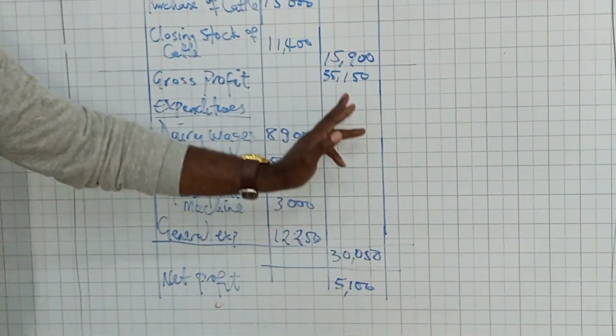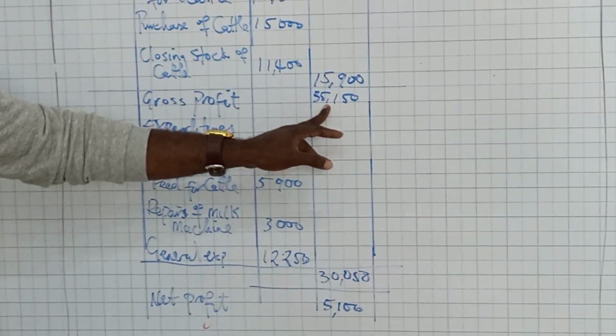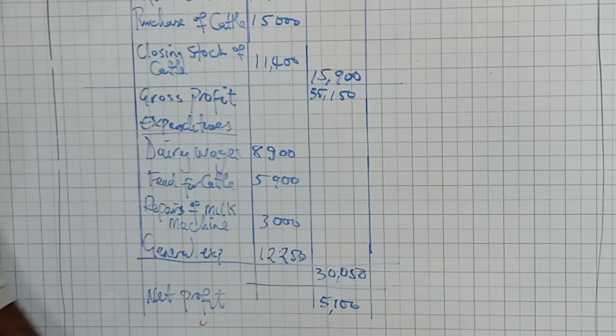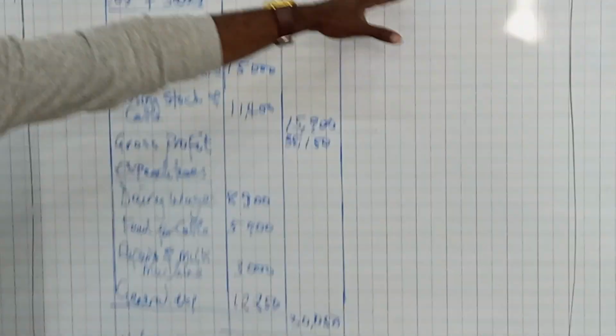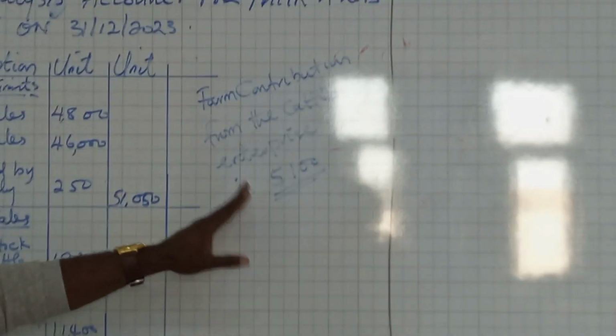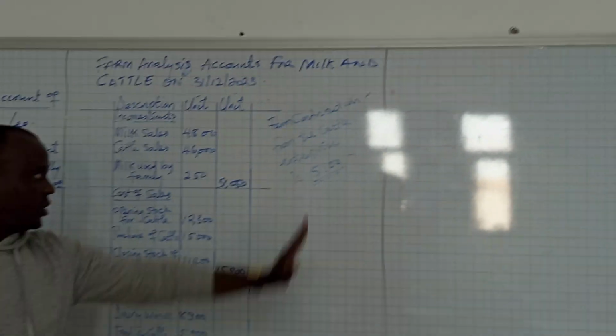What do we do? We minus it from the gross profit. The gross profit is 35,000. So when you minus it, you have net profit to be 5,100. So it means 5,100 is the contribution of the cattle and milk enterprise for the farm for that year. So this is the answer.